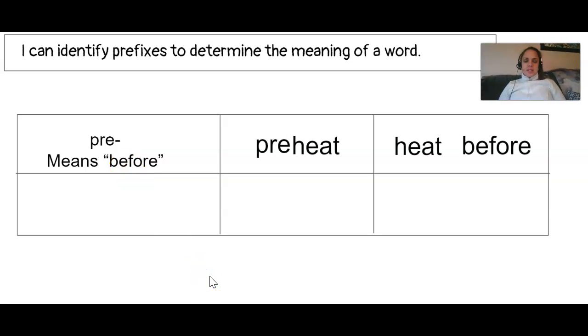We can use the prefix to determine the meaning of this word when the prefix is added to the base word. Preheat. So preheat means to heat before you do something. So for example, I might heat the oven before I start cooking so that the oven's already warm. So I might have to preheat my oven.